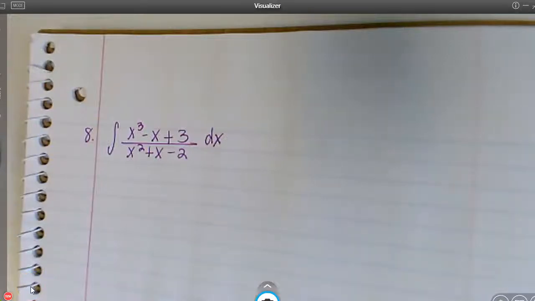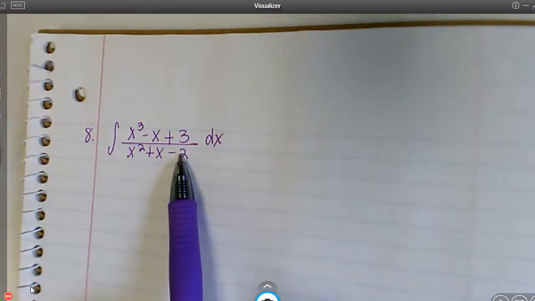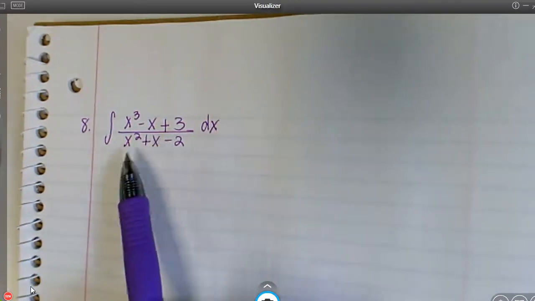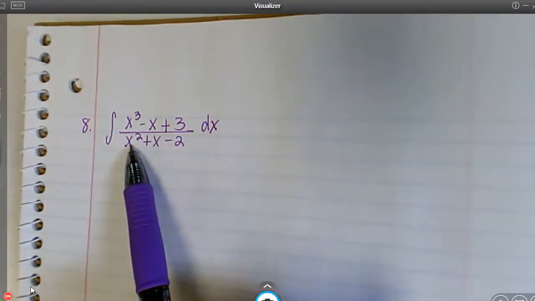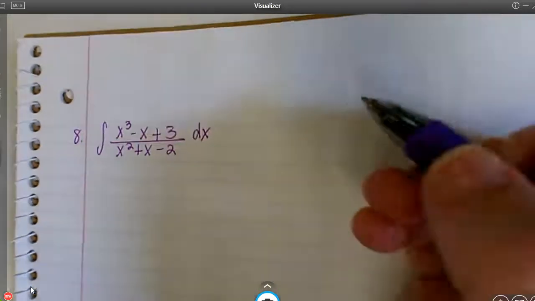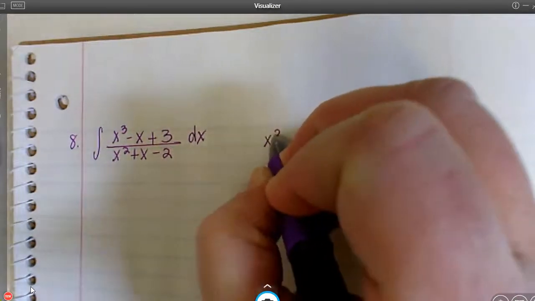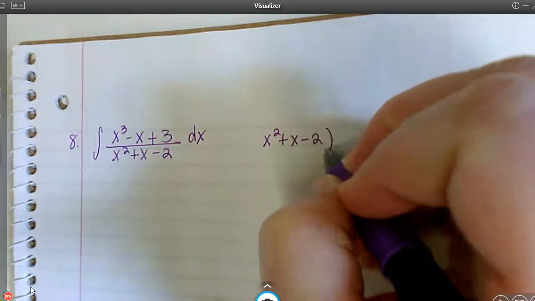It looks like it might be a partial fractions problem because the bottom can be factored. But the problem here is that the top has a bigger degree than the bottom. So before we do partial fractions, dividing takes precedence. Before we do anything else, we're going to do long division here. Okay? And we can't do synthetic division because we have an x squared.